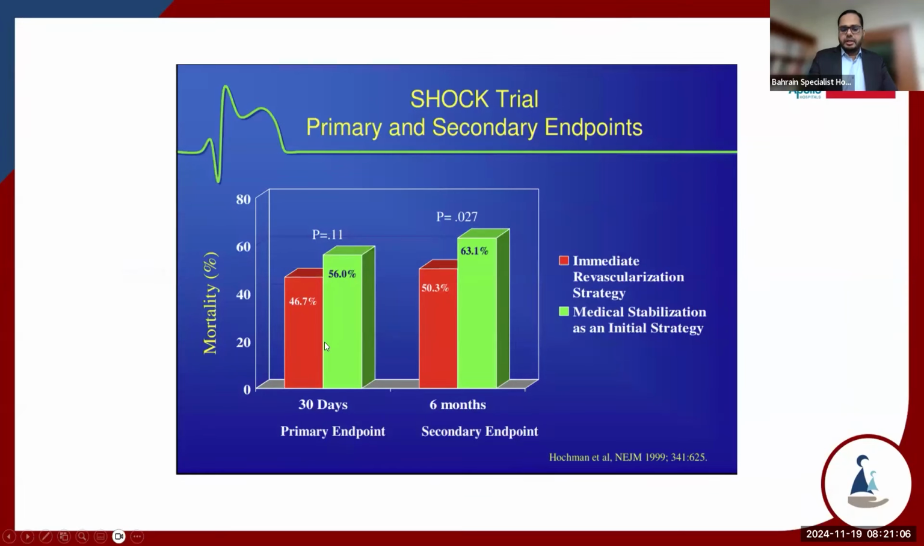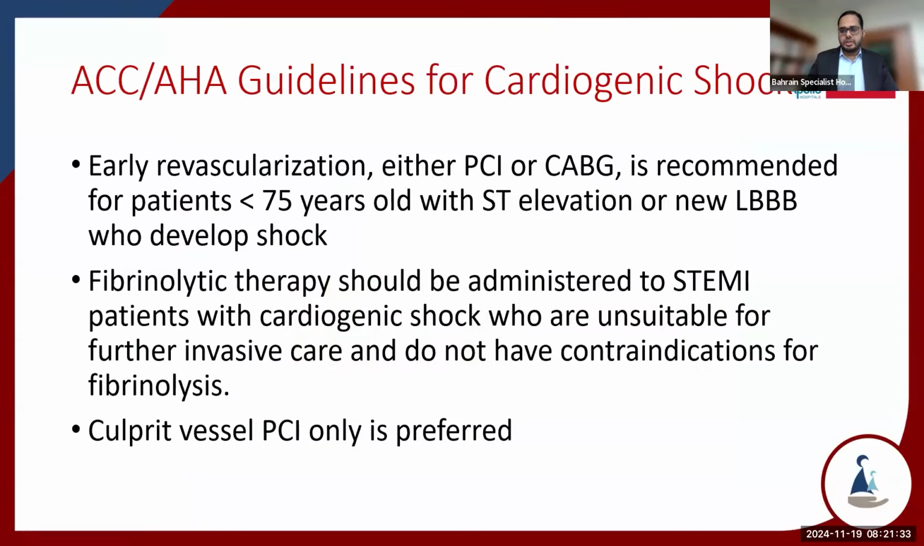If you look at the primary endpoint, in immediate revascularization, it was about 46%. And in patients who got medical stabilization as the initial strategy, it was about 56%, significant there. And this translated into 6 months mortality as well. There was a huge difference, about 13% difference in the outcomes. And this actually persisted when they studied for the next 5 years. So the difference between immediate revascularization versus medical stabilization persisted in these patients.